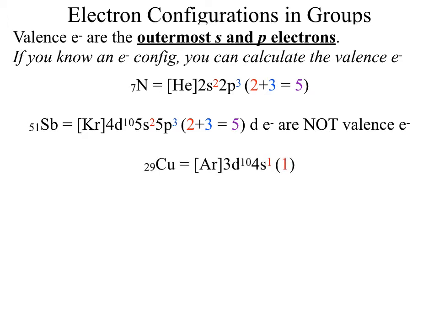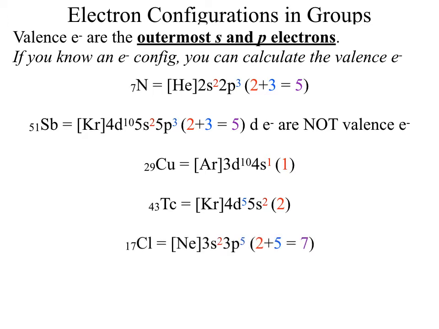Same thing with copper. I look up copper, oh look, it's one of the exceptions, and it's 3d10, 4s1. So those 3d10 electrons are not valence, only the 1 4s electron. Technetium, 4d5, 5s2. Because 5 is the highest level and only S and P, the 5 that are there are not valence electrons. Chlorine, 3s2, 3p5 is the outermost energy level, 2 plus 5 is 7.